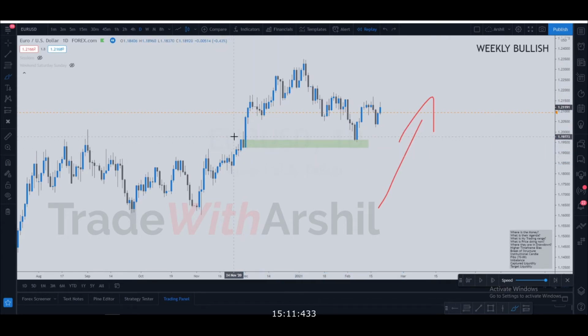Here there are a lot of orders. Again, guys, you have to understand the smart money concepts to understand this. However, if you do, that's amazing.